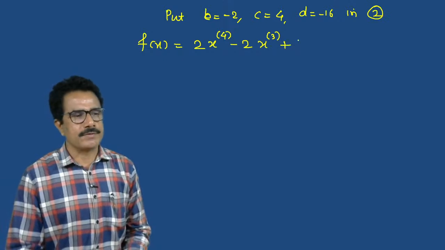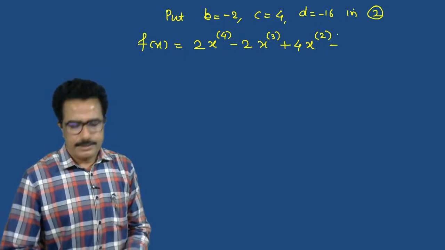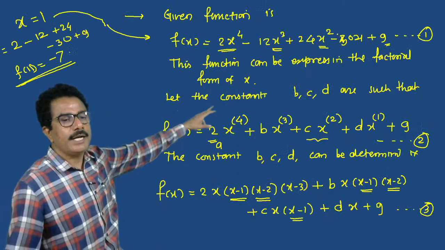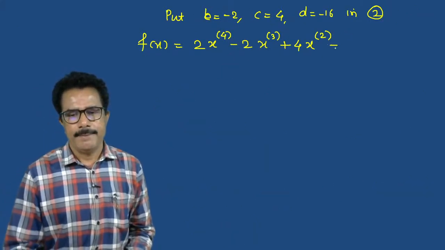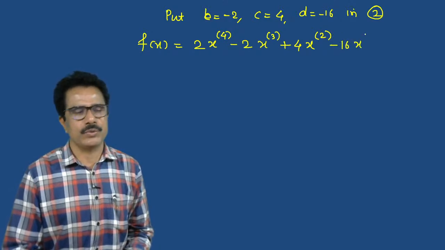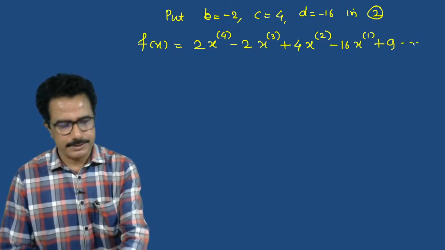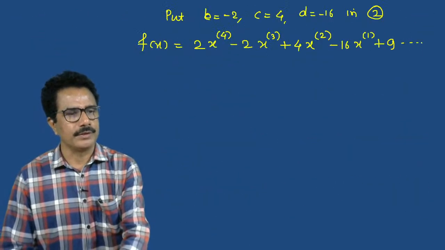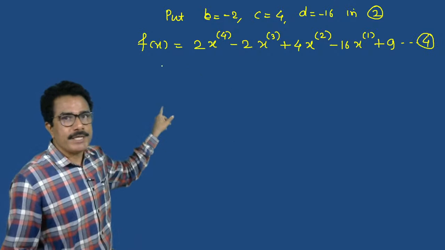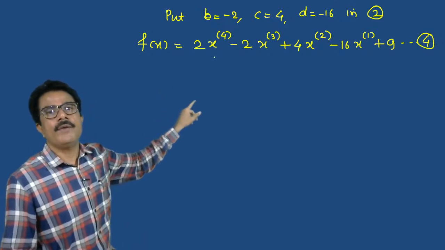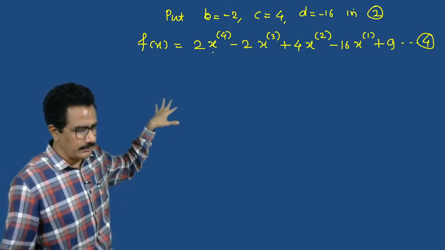So we get plus 4 into x raised to 2 factorial. Then what is that? D into x raised to 1 factorial, what is the value of D? Minus 16 x raised to 1 factorial plus 9 as it is. Suppose this is equation number 4. Now this is the expression of a function in the form of factorial notation, in the form of successive factorial notation.